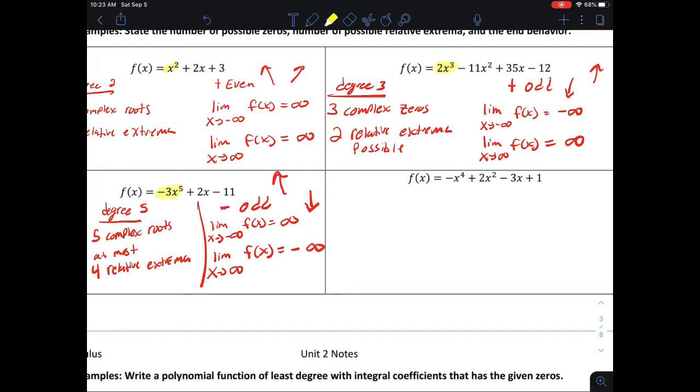And last case here, even degree polynomial with a negative coefficient. So we have degree 4. Fundamental theorem of algebra tells us there'll be 4 complex roots, or zeros. And we'll have at most 3 relative extrema.